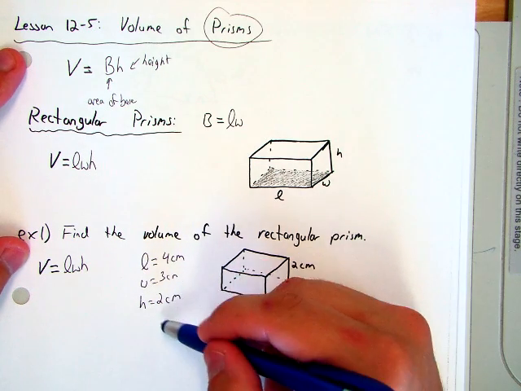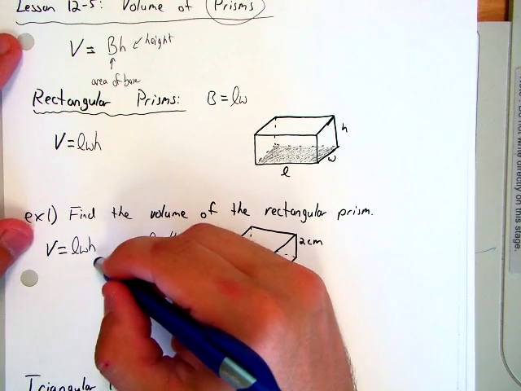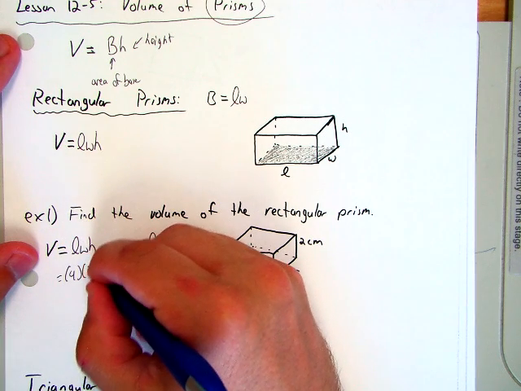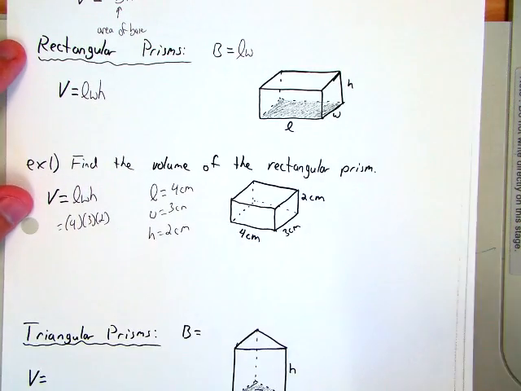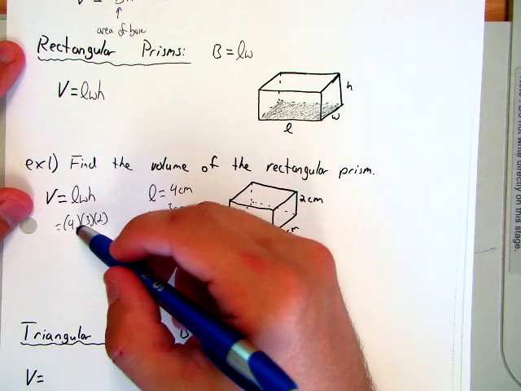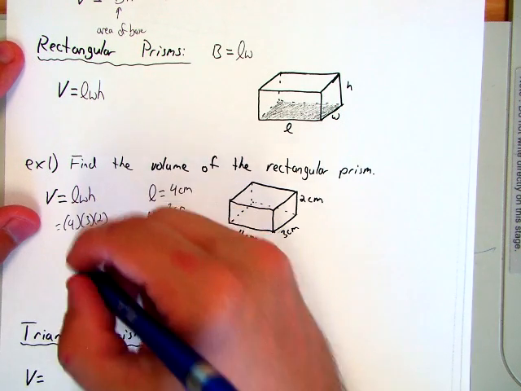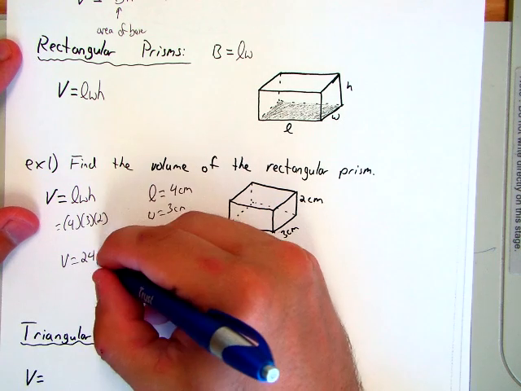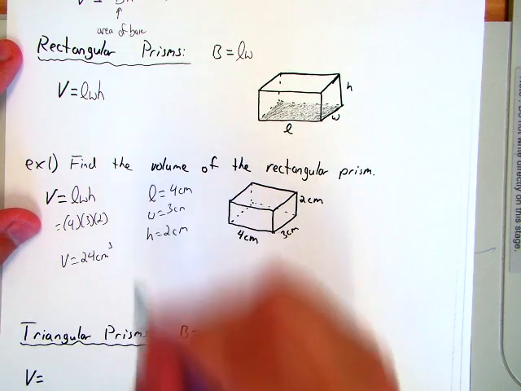So if I substitute each one of these values in for the variables that they represent, so L is 4, W is 3, and the height is 2, go ahead and multiply these together. 4 times 3 is 12 times 2, so the volume is 24 cubic centimeters.